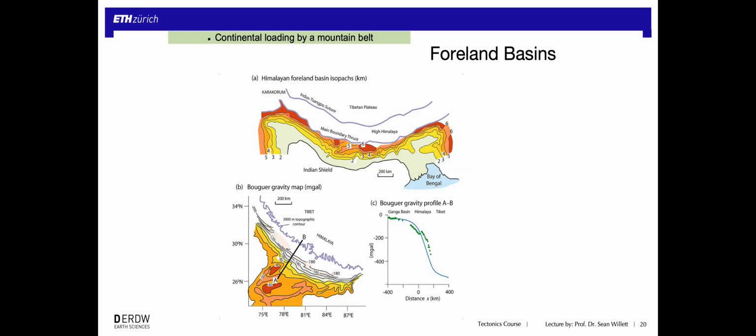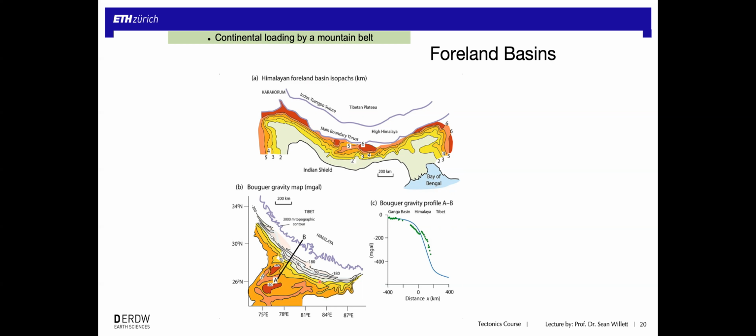And that's what we're seeing in these contours here. These colors here now are contours of sediment thickness. This is basin isopachs in kilometers. And what we see is that there's very thick sediment, 5-6 kilometers, immediately proximal to the high Himalaya, to the crustal thickening zone. And that thins then as we move away from the Himalaya.